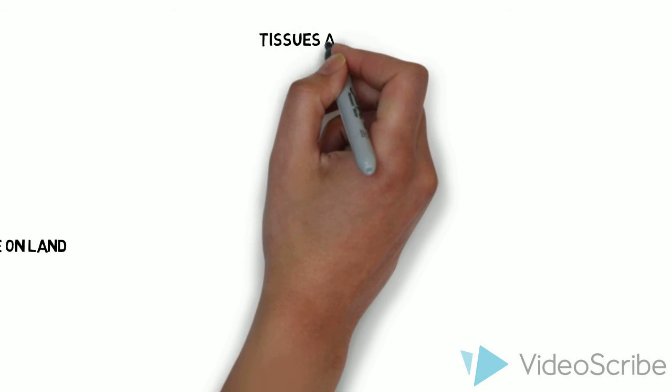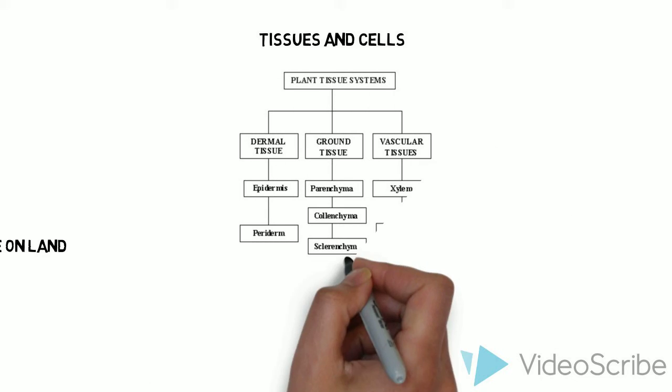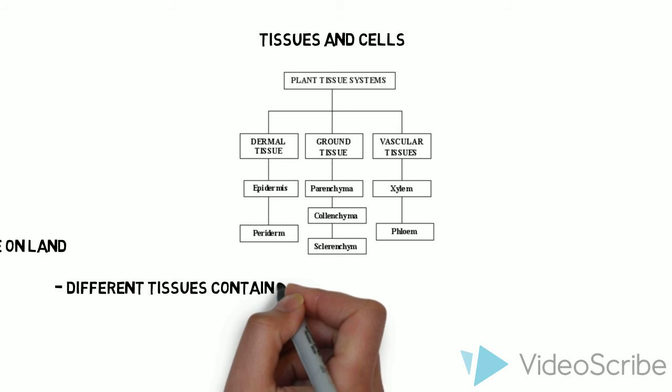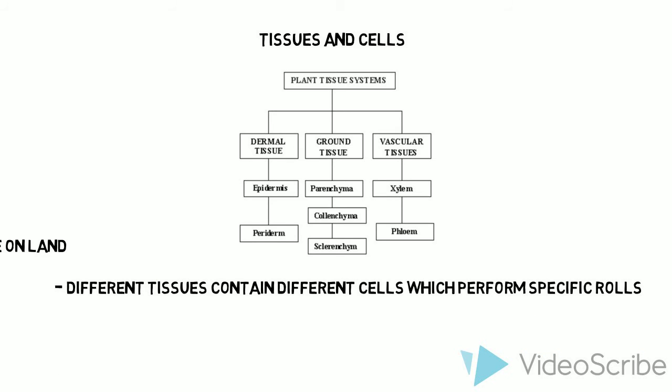Next, we have tissues and cells. Plant tissues and cells, which as I mentioned before, are responsible for everything that happens within the plant. Due to cell specialization, each of the cells has a different role.